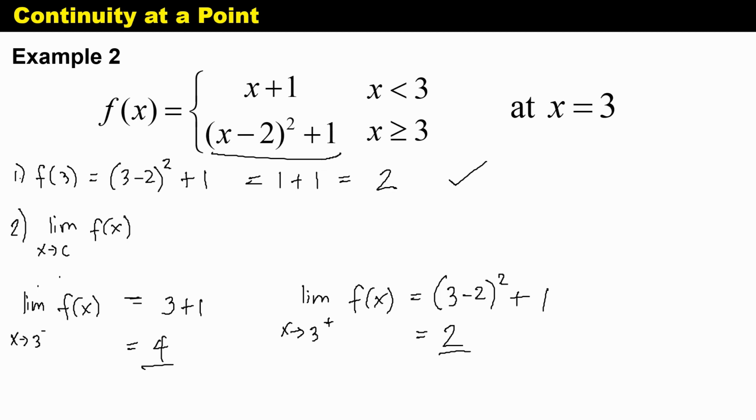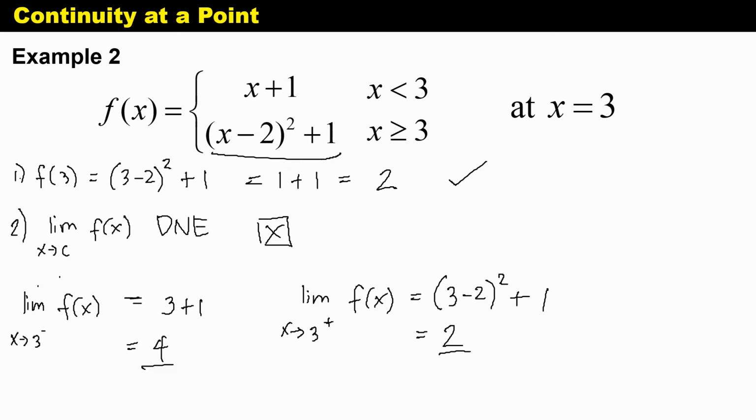Limit exists if and only if the one-sided limits are equal. Now, since your one-sided limits are not equal, therefore the limit of f of x as x approaches 3 does not exist. Now, it does not satisfy the second condition.